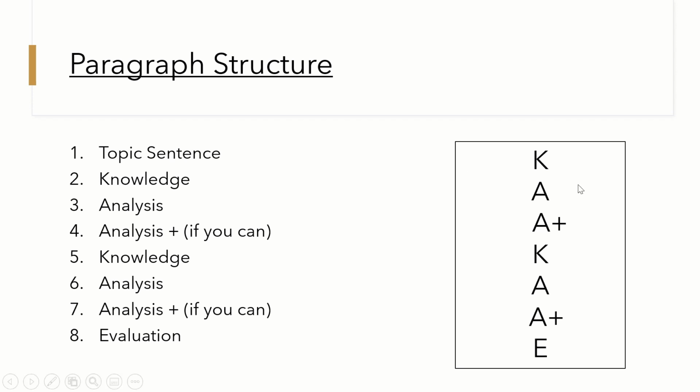The easiest way, and what I've taught pupils over the years, to remember how to structure a paragraph is the phrase KAKAE. Knowledge, analysis, and you finish with your evaluation. For the purpose of today's session, we're only going to be focusing on KAKA. I'm going to come back probably in the next session to cover evaluation, which we can then add to the paragraph that you'll be writing, but I just want us to focus on KAKA: knowledge and analysis today.